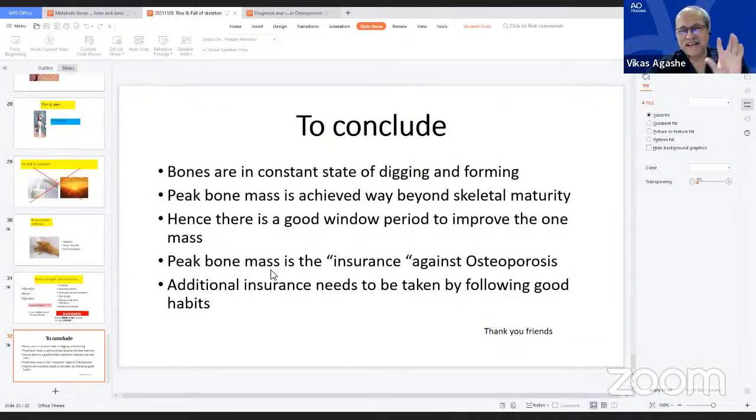So lastly, bones are in constant state of digging and forming. Peak bone mass is achieved way beyond skeletal maturity. Therefore, that is a good window period to improve the bone mass. Peak bone mass is an insurance against osteoporosis, but additional insurance has to be taken by following good habits. Okay, this is just the introduction of osteoporosis.